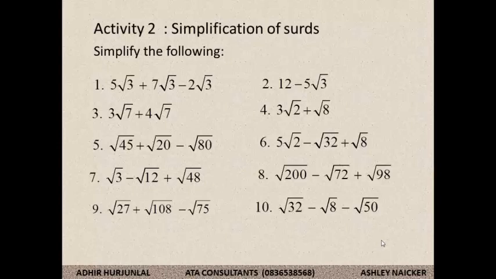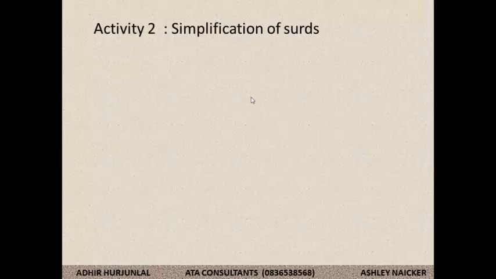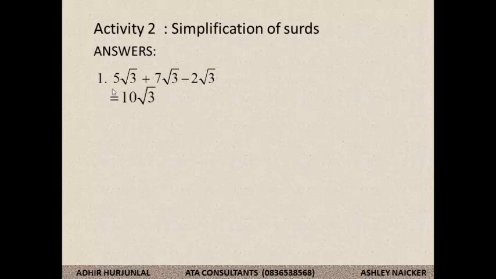Okay, guys, let's go to the next one. Simplification of surds. The answers. That's what we like, the answers. Double check your answers with the answers that I have. This is easy. 5 apples plus 7 apples minus 2 apples. That's 12 minus 2, which is equal to 10 apples.